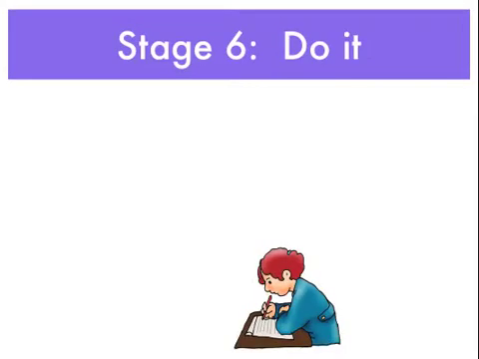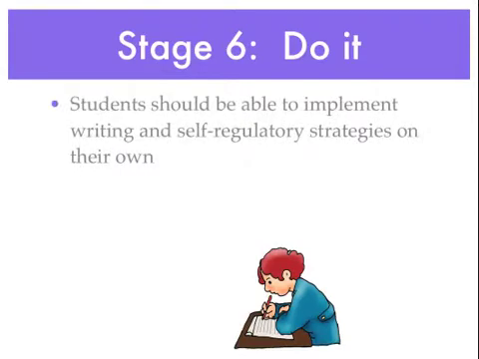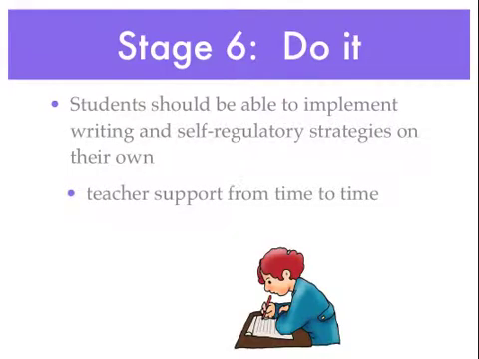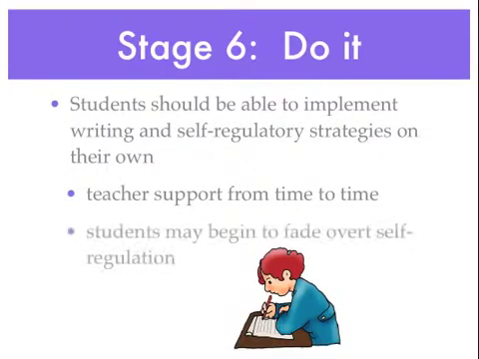Stage 6, do it. Students should be able to implement writing and self-regulatory strategies on their own. Teachers can support from time to time. Students may begin to fade overt self-regulation.